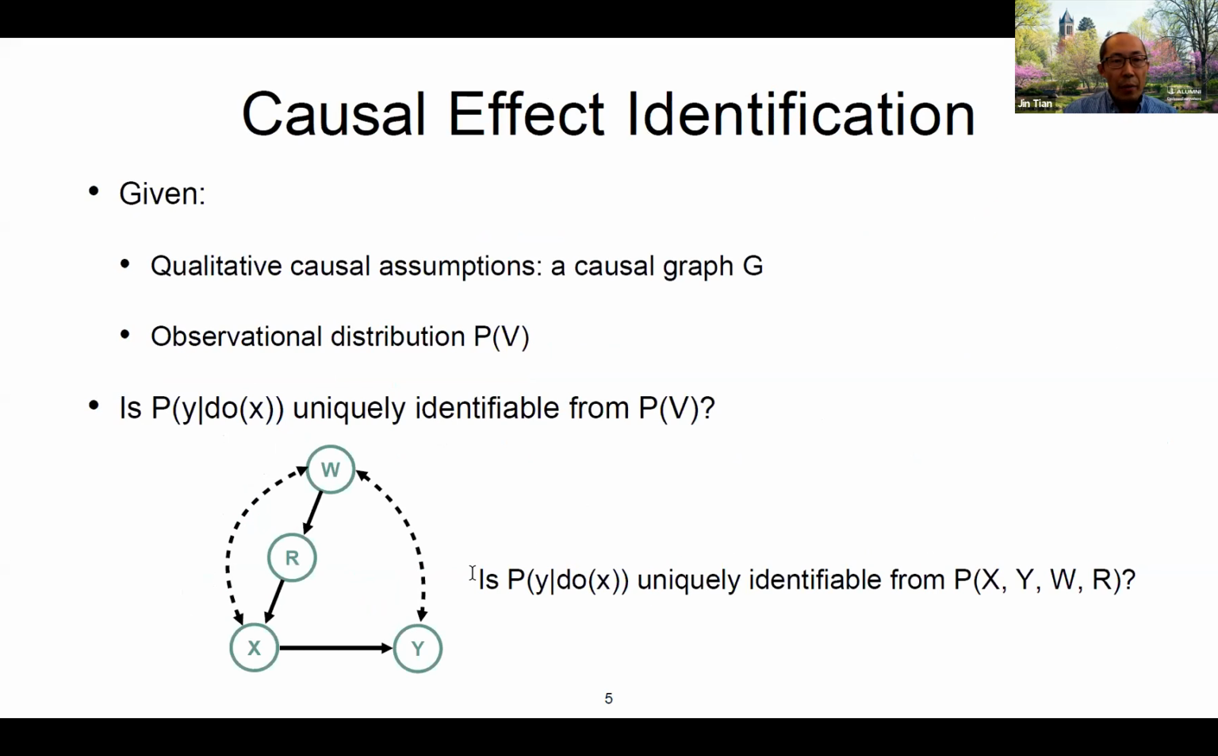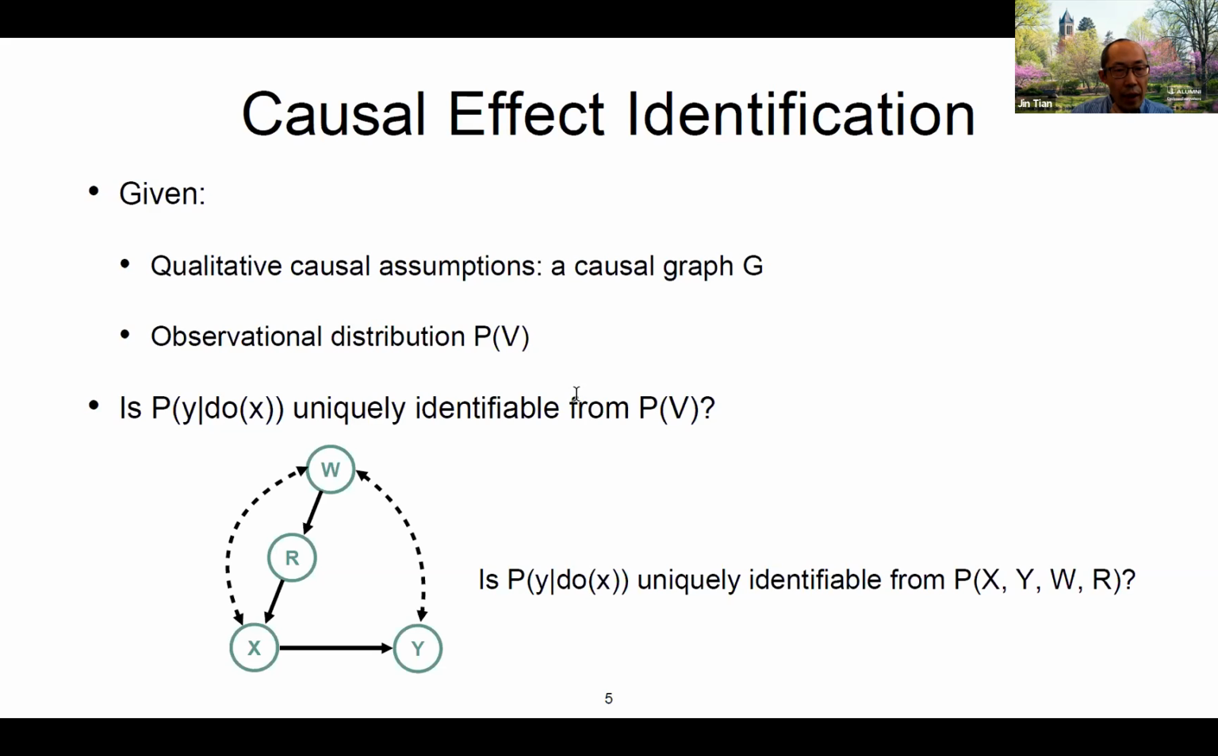In the first scenario, I'm going to assume that we know such a causal graph, based on our, say, causal knowledge about the domain. And additionally, we assume we know the precise observational distribution. If we know this distribution, we ask, is a target causal effect, probability of Y given do X, uniquely computable from P(V)? This problem is known as the causal effect identification problem.